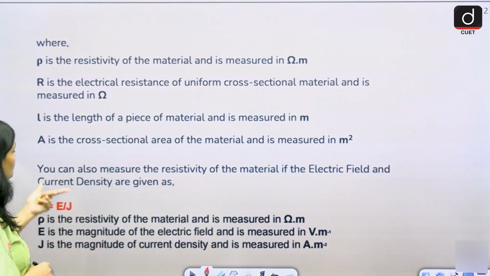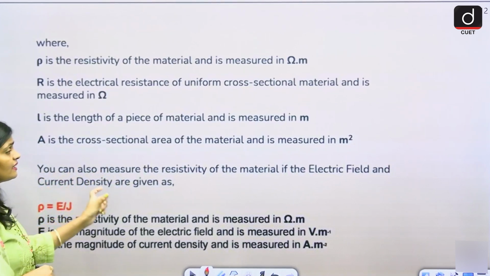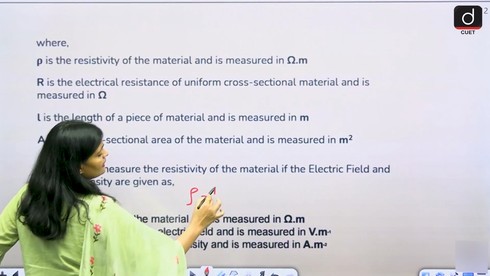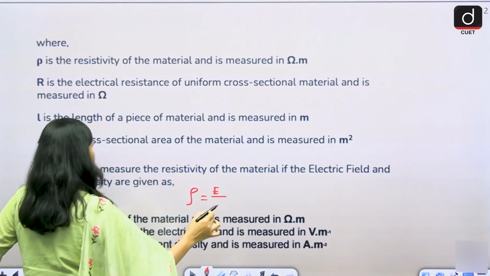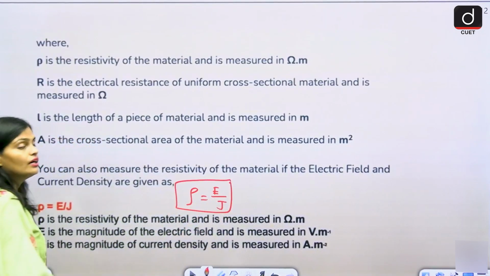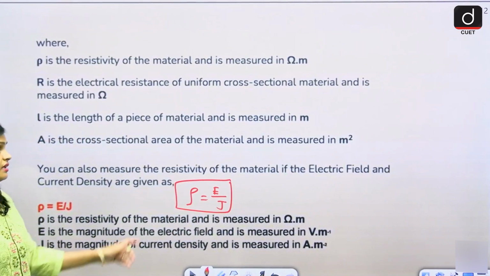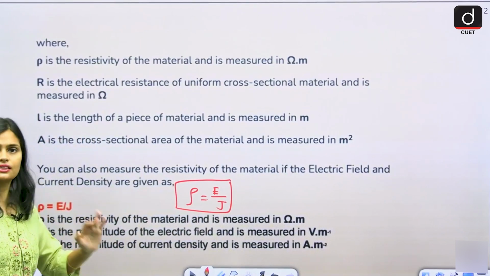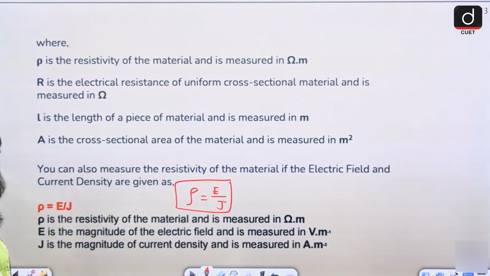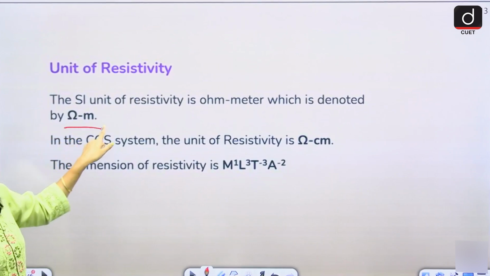Now you can also measure the resistivity of a material from the electric field and the current density. So this is also the formula of resistivity if you apply electric field and the current density. So this is the relationship between the resistivity, electric field and current density. Questions come on all these formulas. That's why you have to remember these small formulas, right? Unit of resistivity, ohm meter.